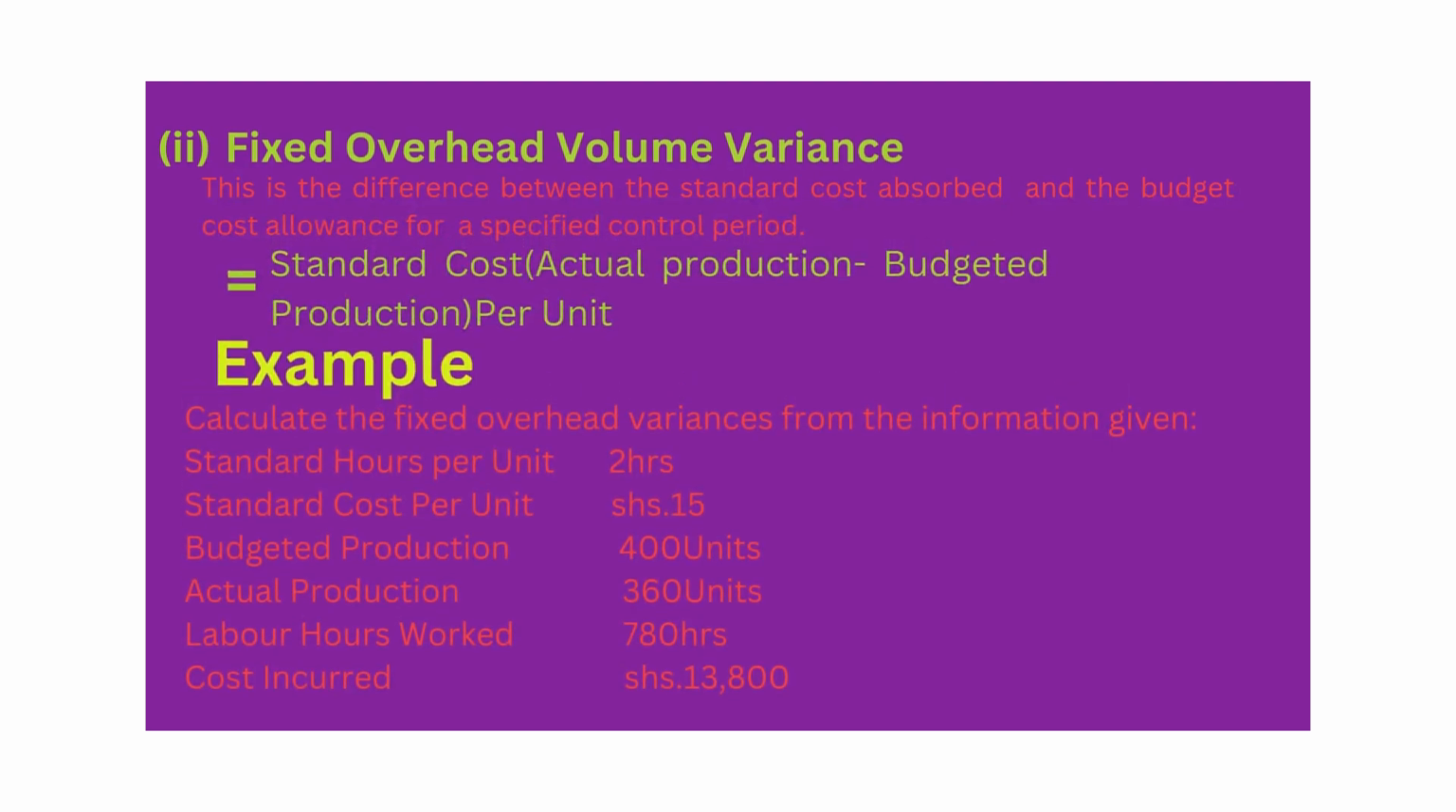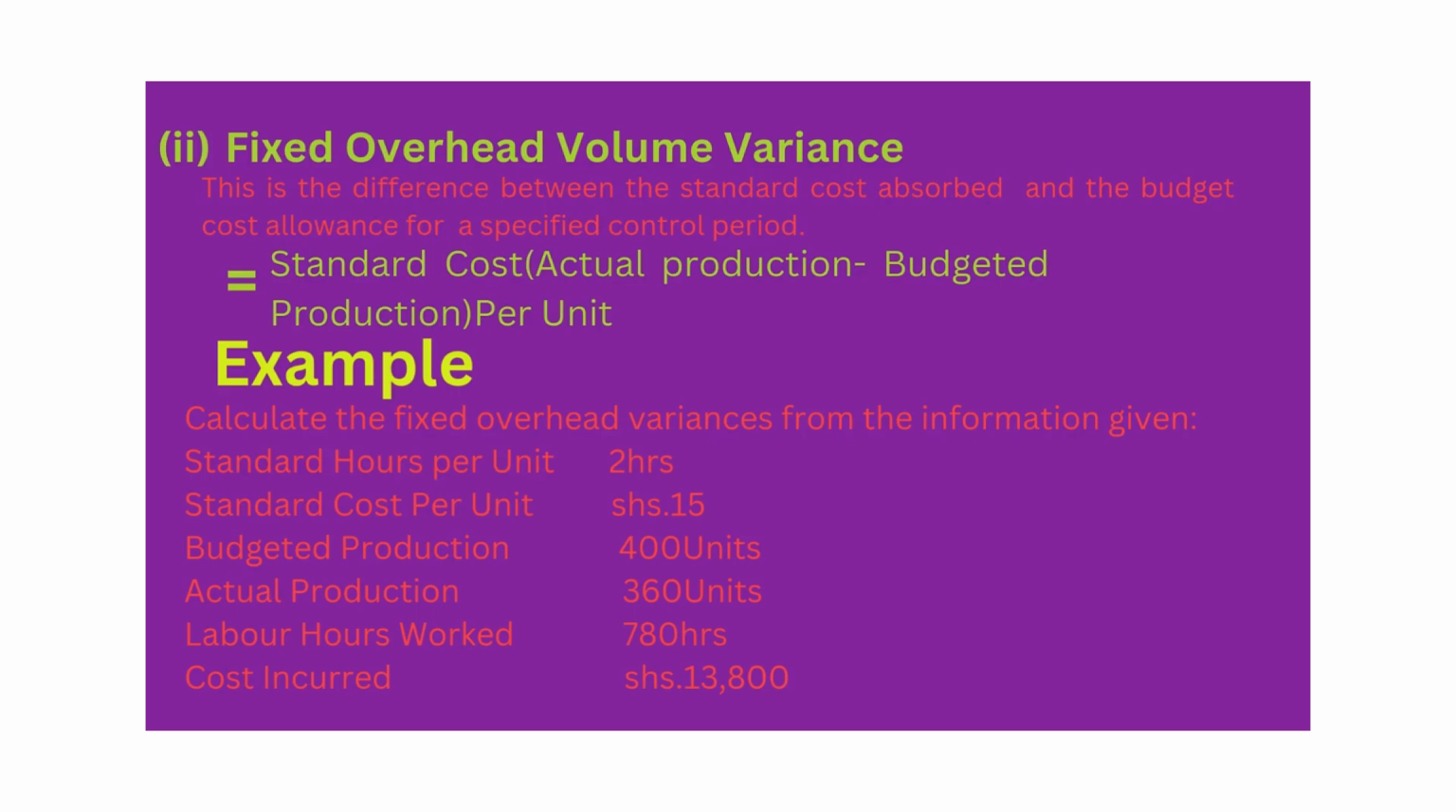The second type in the fixed overhead variance is the fixed overhead volume variance, which is the difference between the standard cost absorbed in the production achieved, whether completed or not, and the budget cost allowances for a specified control period. Fixed overhead volume variance is given by standard cost into actual production minus budgeted production per unit.